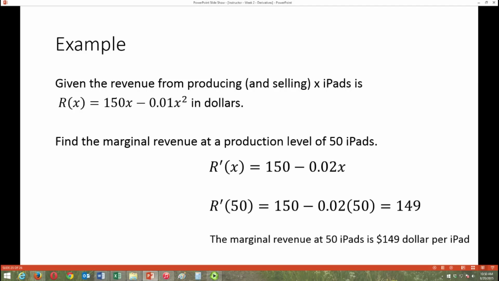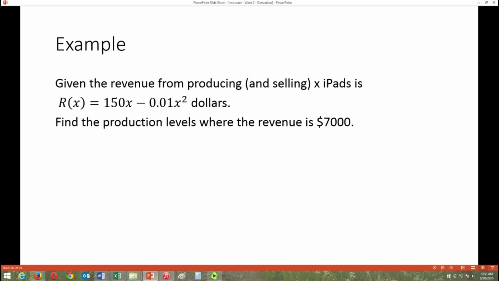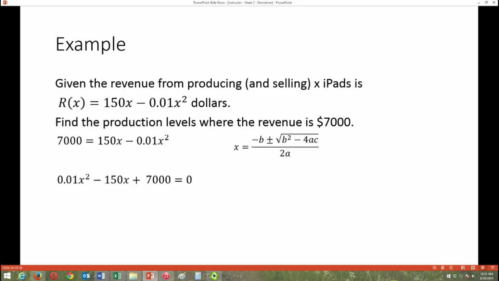Continuing on, find the production levels where the revenue is 7,000. We'll start this by simply plugging in 7,000 for our revenue. 7,000 is 150x minus 0.01x squared. Note this is a quadratic function, so we'll bring all our terms to one side. This gives us 0.01x squared minus 150x plus 7,000 equals 0. We'll now apply our quadratic formula. x equals negative b plus or minus square root of b squared minus 4ac all over 2a. We'll plug in for a, b, and c.